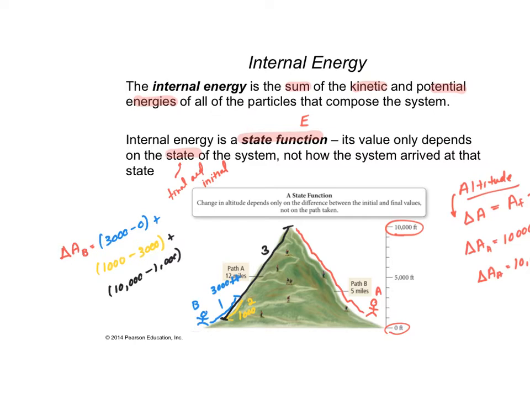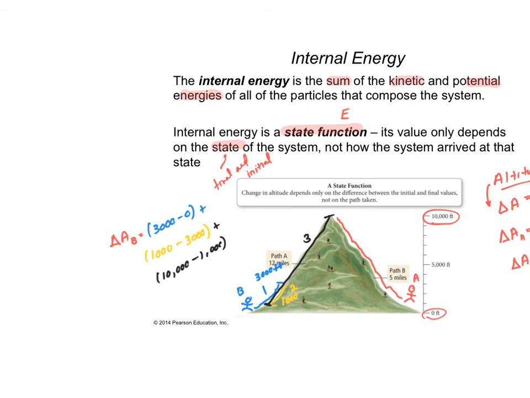Overall, what is the change in altitude for hiker B? 10,000 feet, right? Doesn't matter, right? So overall, if we add these guys all together, change in altitude for hiker B is 3,000 plus a minus 2,000 plus a 9,000. Overall, it's the same exact 10,000 feet that hiker A hiked up, because change in altitude is a state function. It does not matter which path you take to get to your final state. All that matters is where you started and where you end up, okay?